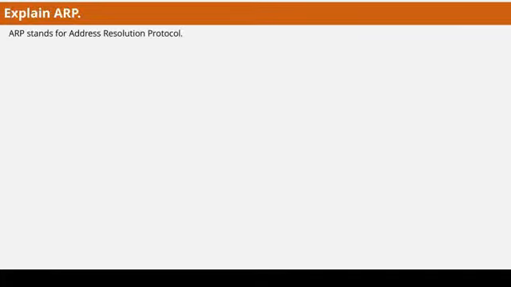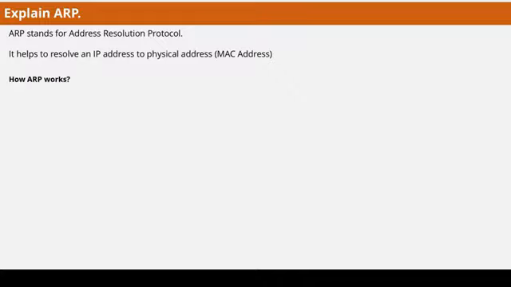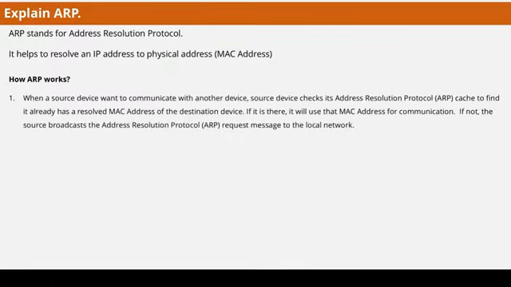Explain ARP. ARP stands for Address Resolution Protocol. It helps to resolve an IP address to a physical address. How does ARP work? When a source device wants to communicate with another device, it checks its ARP cache to find if it already has the resolved MAC address of the destination device. If it is there, it will use the MAC address for communication.